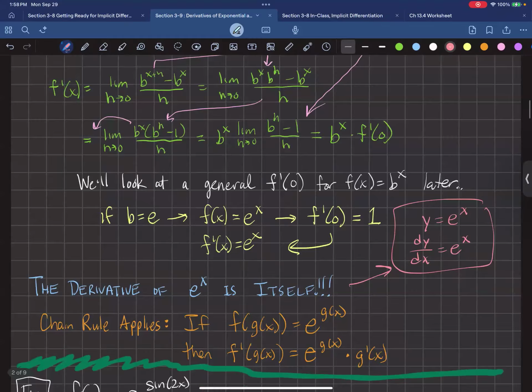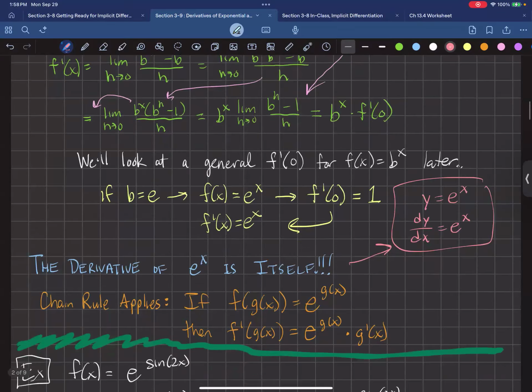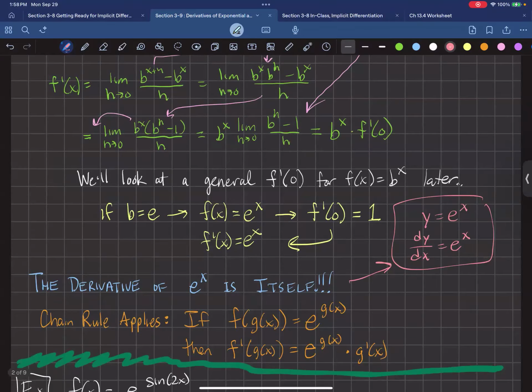Chain rule does apply if we have g of x inside the function, like e to the g of x. When we take the derivative, we still have the e to the g of x, but then we take the derivative of the exponent. Okay? So kind of like e to the 2x. When we take the derivative, we've got y prime equals e to the 2x times d dx of 2x. Y prime equals 2e to the 2x.